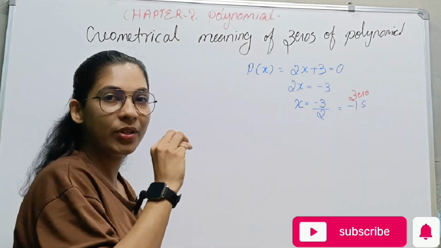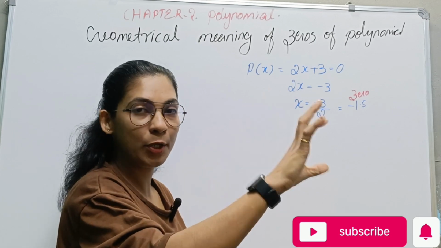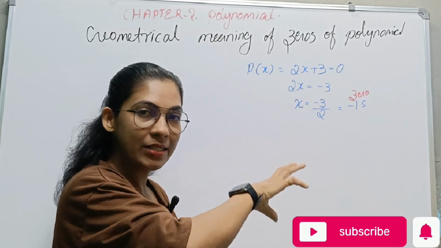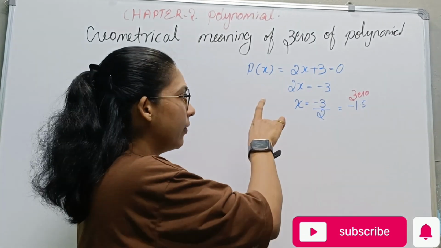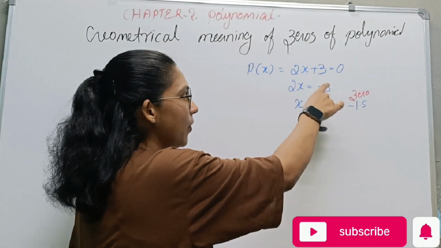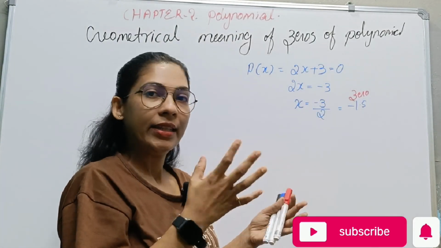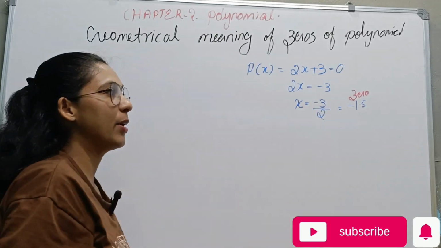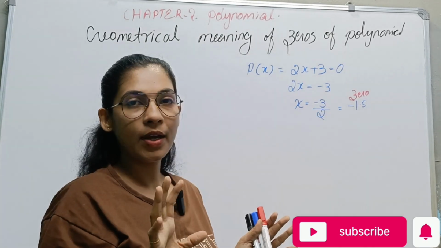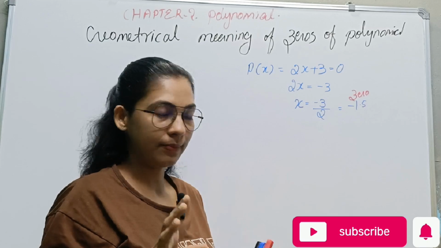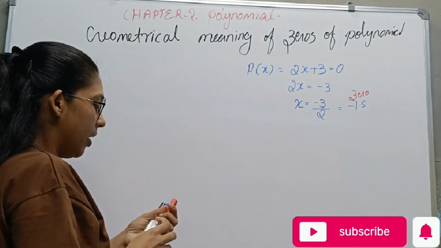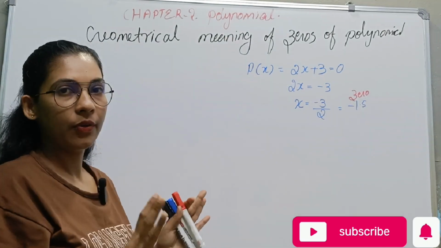If we substitute any value for x and the polynomial becomes 0, then it is said to be the zero of the polynomial. If we substitute minus 1.5 into this equation, it becomes 0. Then we can say that this minus 1.5 is the zero of the polynomial. Clear? Now, we have to plot a graph.